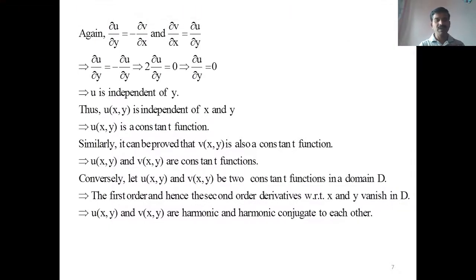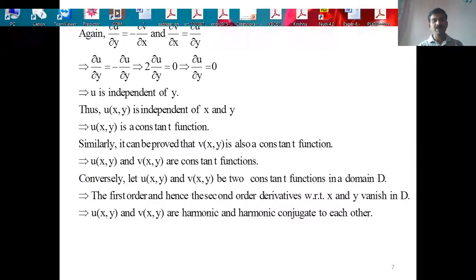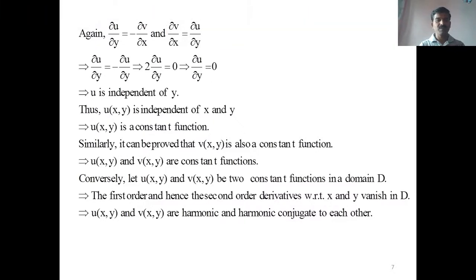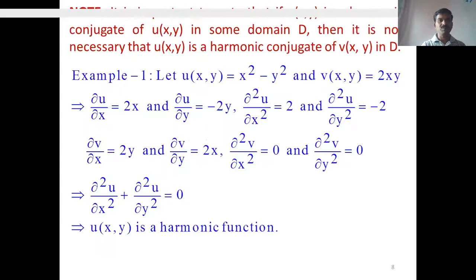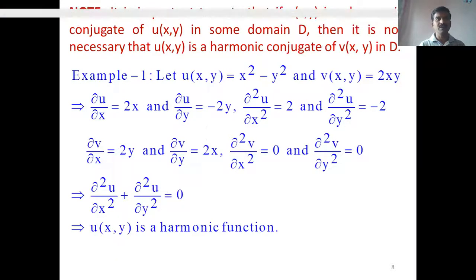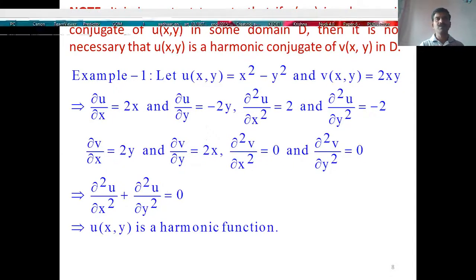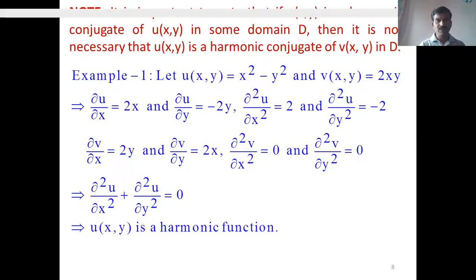The first order and hence the second order derivatives with respect to x and y vanish in D. Means the Laplace equations of u and of v are satisfied, so u and v are harmonic and harmonic conjugate to each other. This is the proof of the properties of harmonic conjugate: for an analytic function, u and v are harmonic conjugates of each other if and only if they are constants. Next we note this by taking one example.